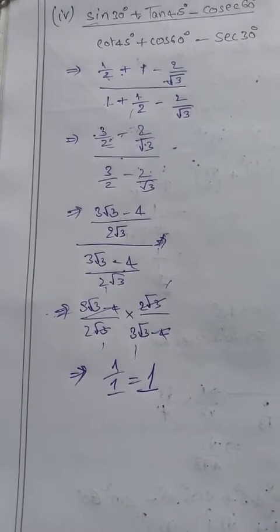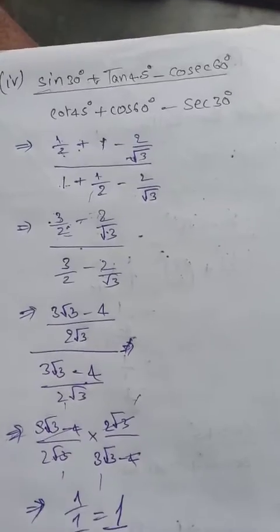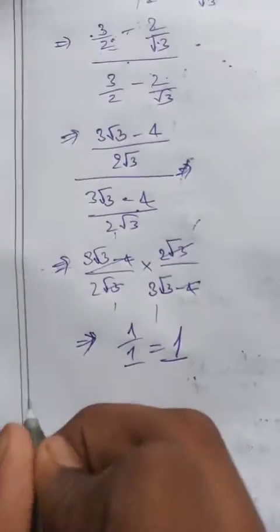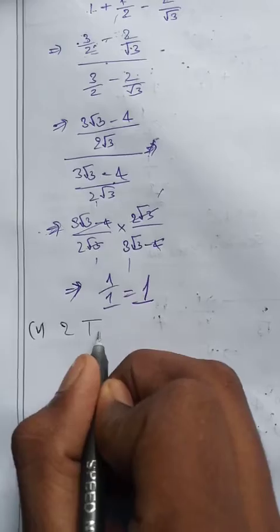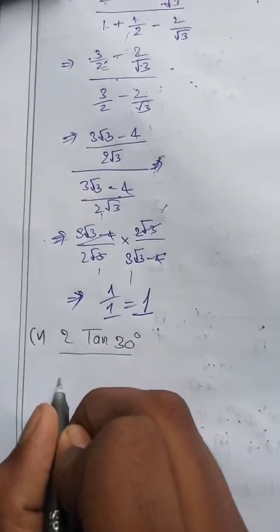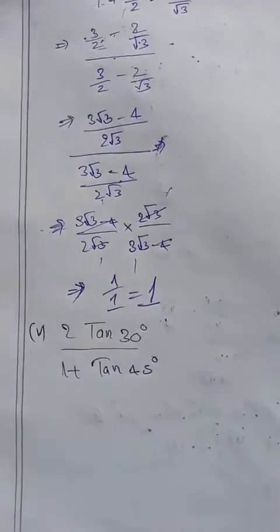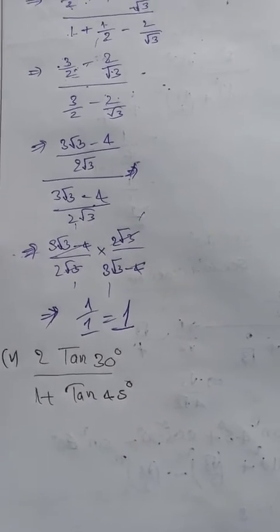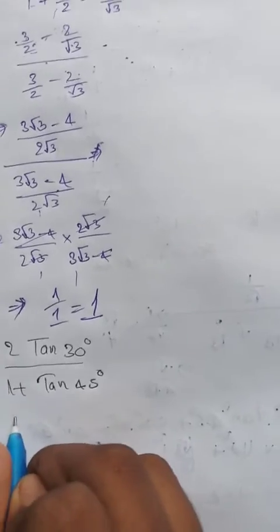This is the sum, guys. And for the fifth sum in this session, 2 tan 30 degrees by 1 plus tan 45 degrees. How to solve this? Don't worry guys, I will solve.